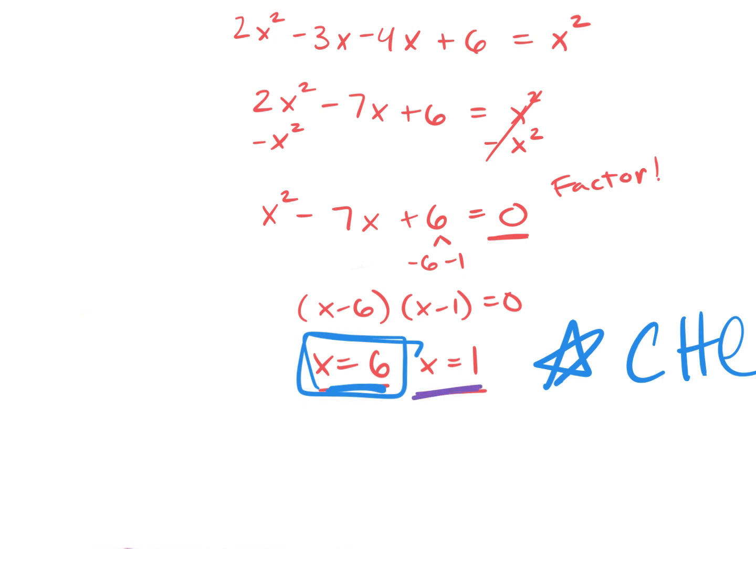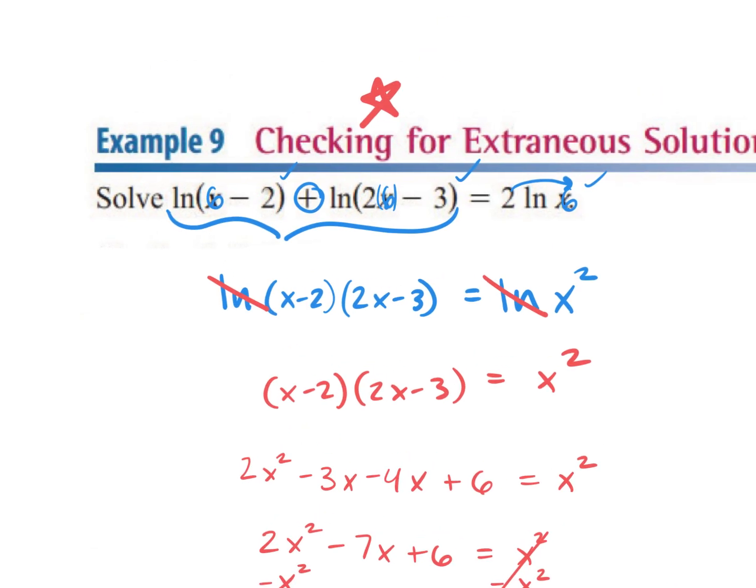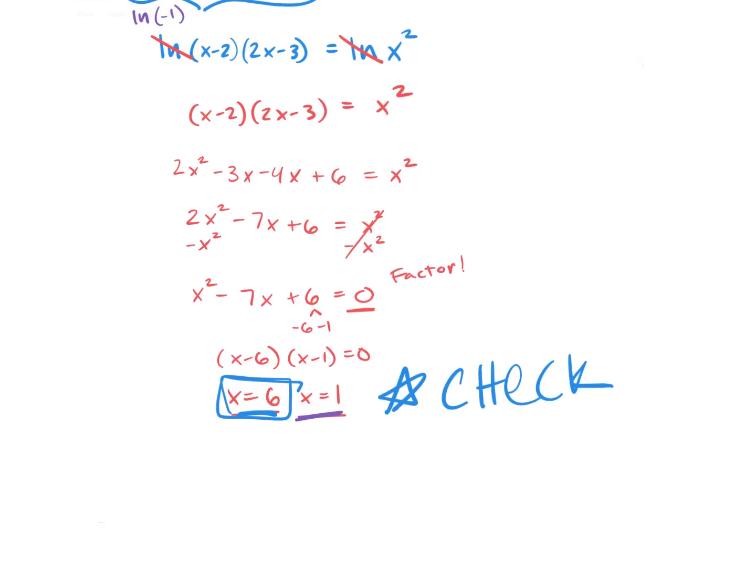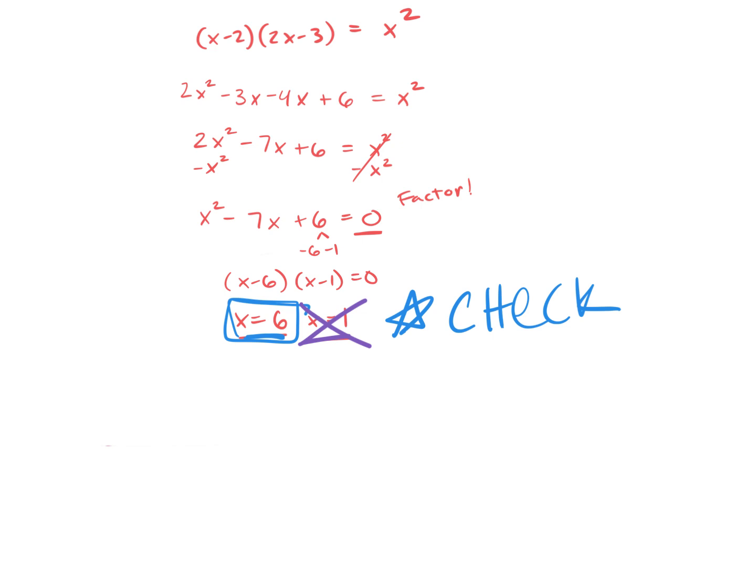Next, let's check 1. So I'm going to do the same thing. I'm going to lightly plug in 1 here. What's 1 minus 2? Negative 1. Can I take the ln of negative 1? If I put the ln of negative 1 in the calculator, what do we get? Error. It does not work. So 1 would be an extraneous solution. So our only answer here is x equals 6.